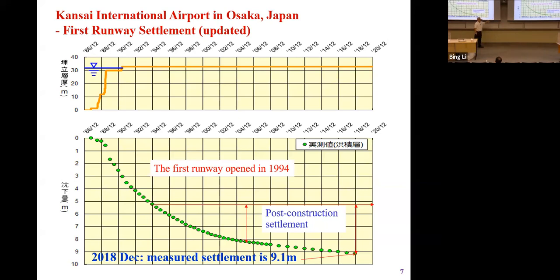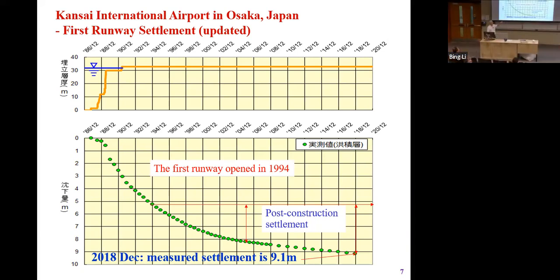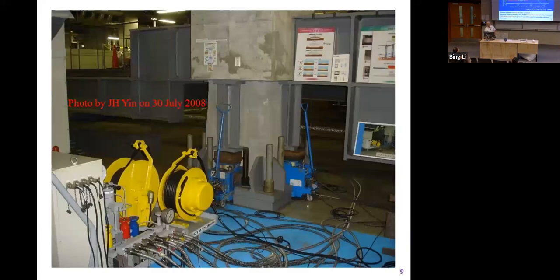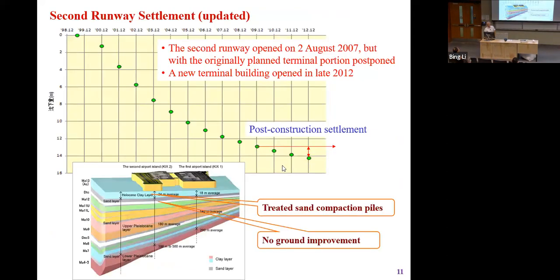Okay. More than 20 years later, there will be more data. I believe this will continue to increase, but slow down. But I don't have the data yet. So this certainly is a big issue for engineers. The post-construction settlement is so big; it's really bad for the airport. Okay, the second one is better. It's smaller. So we have to consider the creep of the soils in the settlement calculations, no matter one dimension, two dimension, or three dimension.